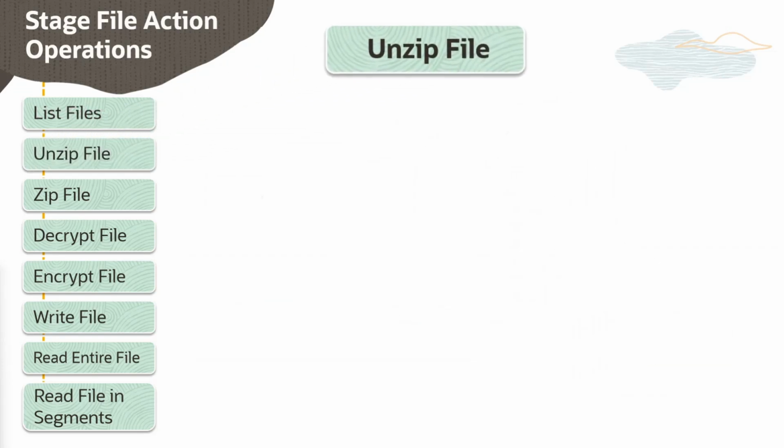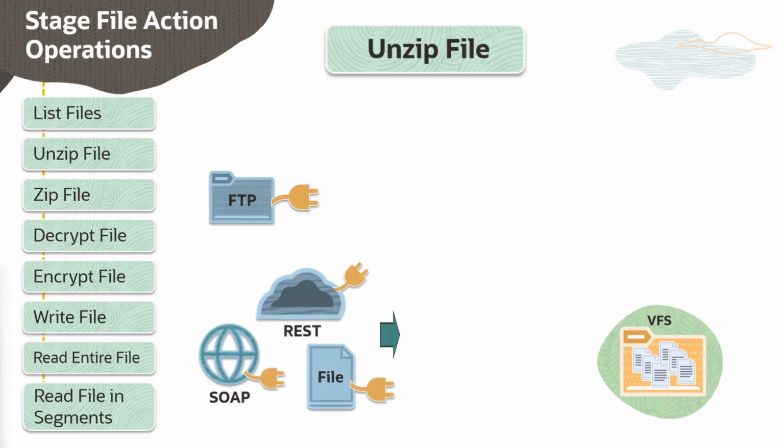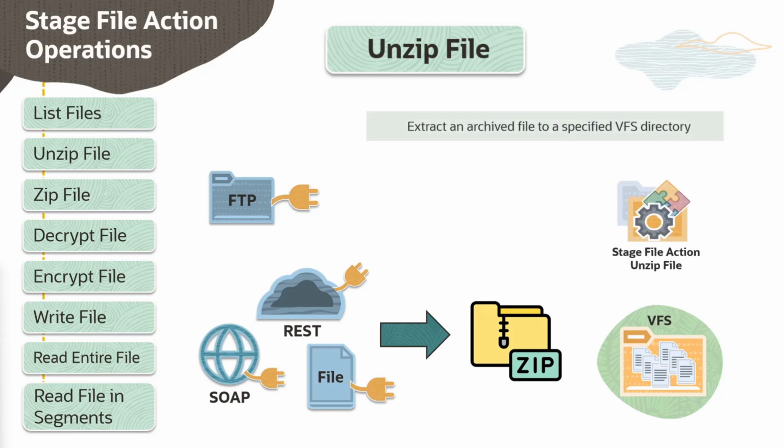While the FTP adapter can automatically unzip an archived file when it gets downloaded, there are times when the file is still archived, especially if it has been received by some other adapter, such as File, SOAP, or REST. And so with this operation, you can use the stage file action to do it explicitly when needed within your integration flow.